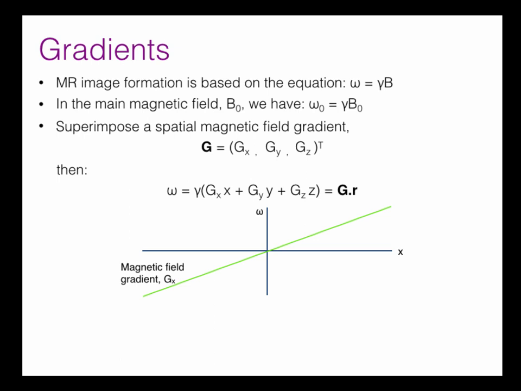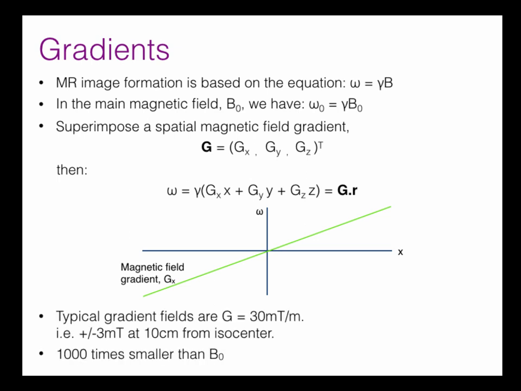And if we put a gradient in Gx on, it would be like making the field a little bit stronger on the right and a little bit less strong on the left. You can think of this, imagining being on the left side of the scanner to the right side, as reduced magnetic field over here and increased magnetic field over here, because this gradient is superimposed on the main magnetic field of the scanner. Typically, gradient fields you might use for imaging might be something like 30 millitesla per meter. So at 10 centimeters either side of the center of the scanner, you have about 3 millitesla. So it's about 1,000 times smaller than the main magnetic field.